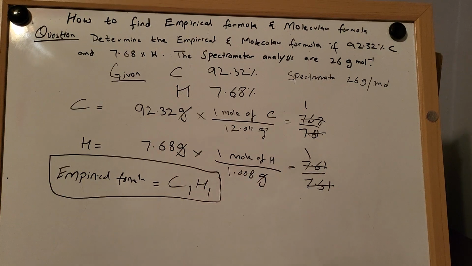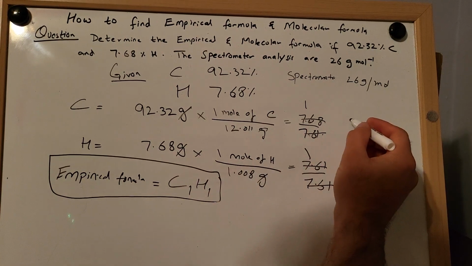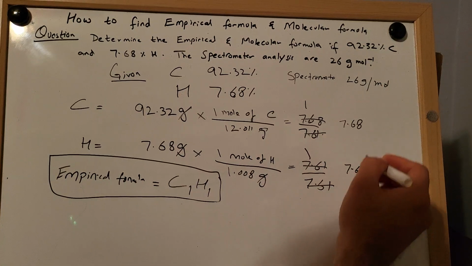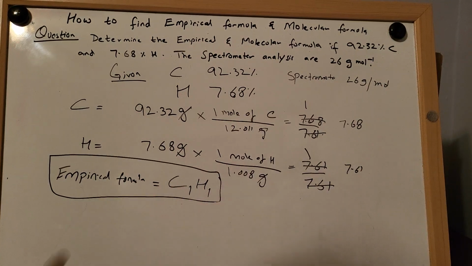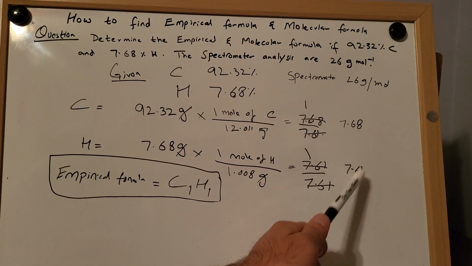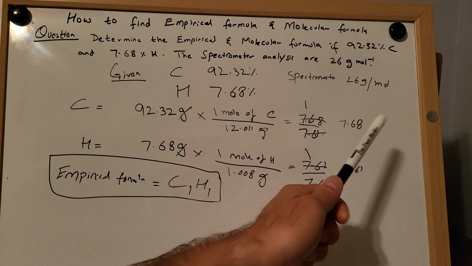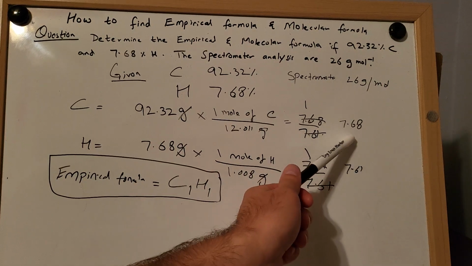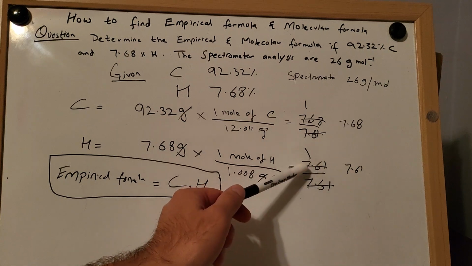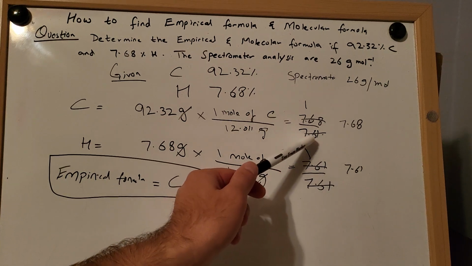Before we got 7.68 and here we got 7.61. So you will divide by whichever is smaller. Even though one is smaller and one is bigger, you will divide both with 7.61.